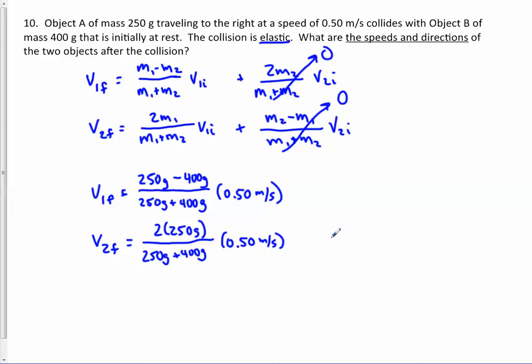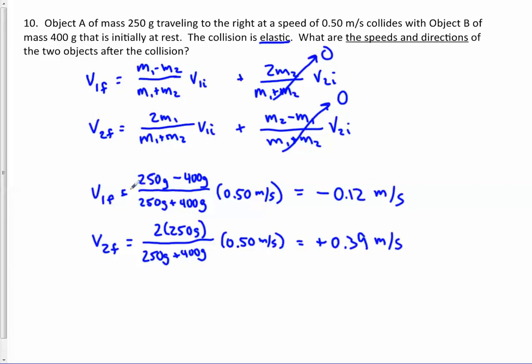You didn't have to know that that was okay. You could have converted it to kilograms just by putting decimal points in front of all of these 250s and 400s, but it'll come out the same anyway. And what I think you get is negative 0.12 meters per second and positive 0.39 meters per second.